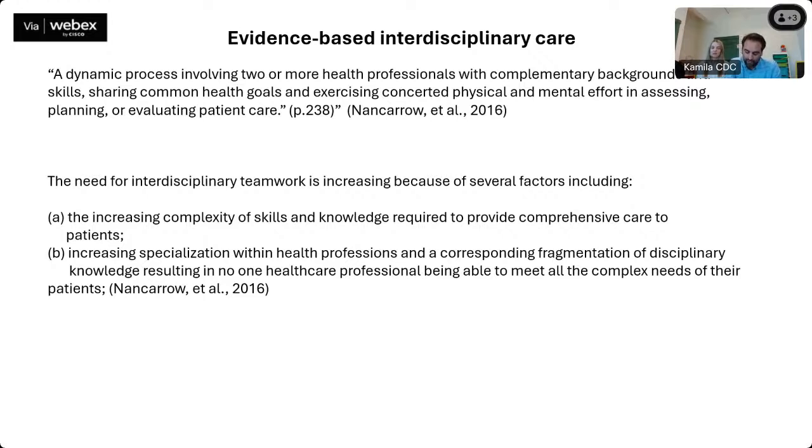So just to mention a couple of facts, there is for sure an increasing complexity of skills and knowledge required to provide comprehensive care to clients. And this increasing complexity comes together with an increasing specialization within health professions, meaning that it will not be possible to meet all the needs of our patients from only one approach or discipline. So now my colleague Alexandra will start explaining more in detail about applied behavior analysis.